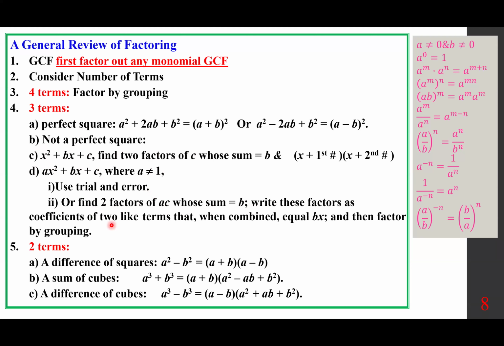Write these factors as coefficients of 2 like terms that when combined equal bx, and then factor by grouping. Ultimately, make up 4 terms out of this by cutting the bx into 2 parts, such that one part in combination with ax squared and one part in combination with c can be factored and create a common factor. That's the idea.